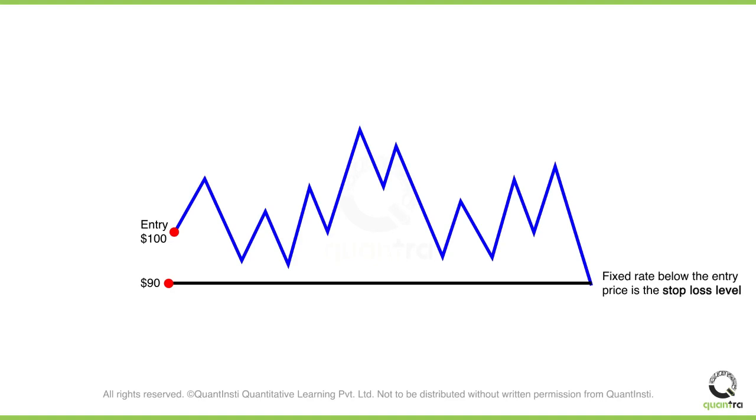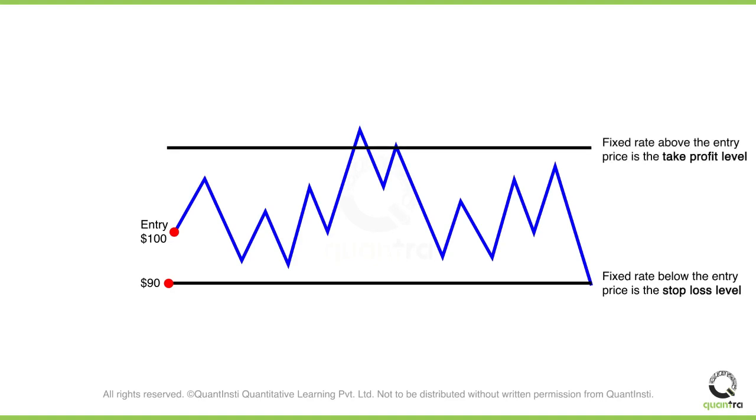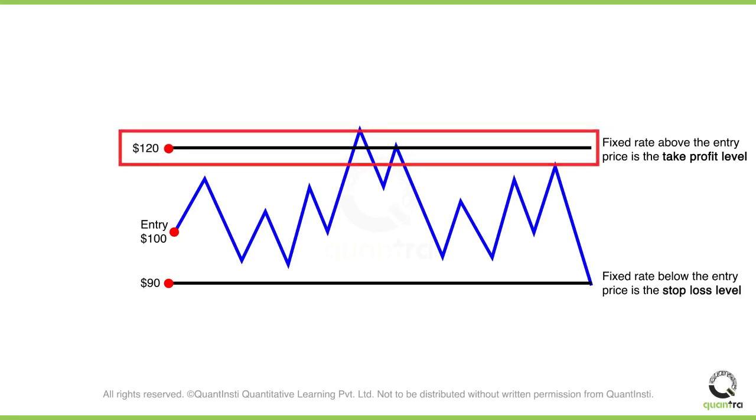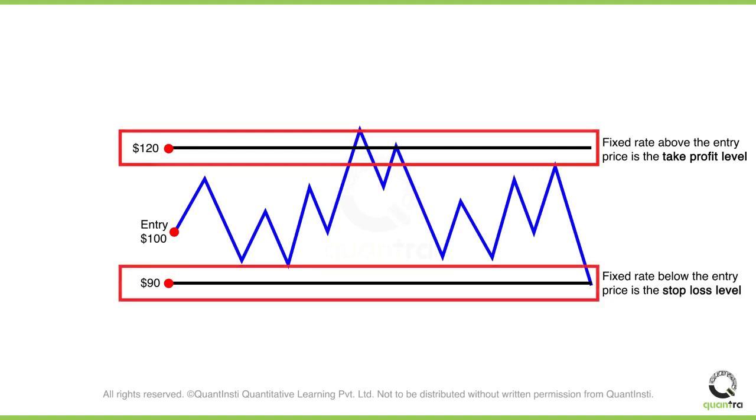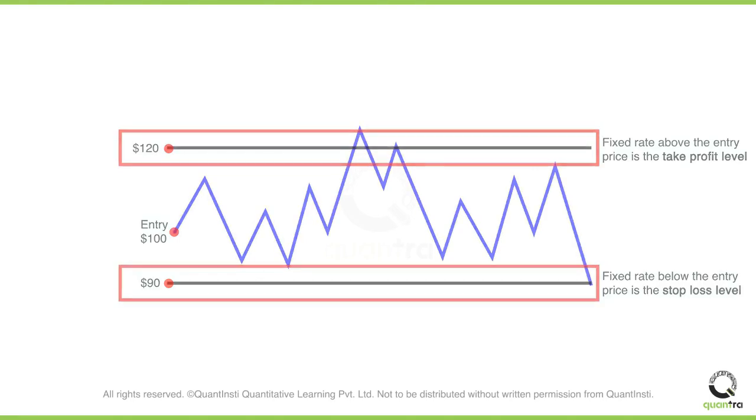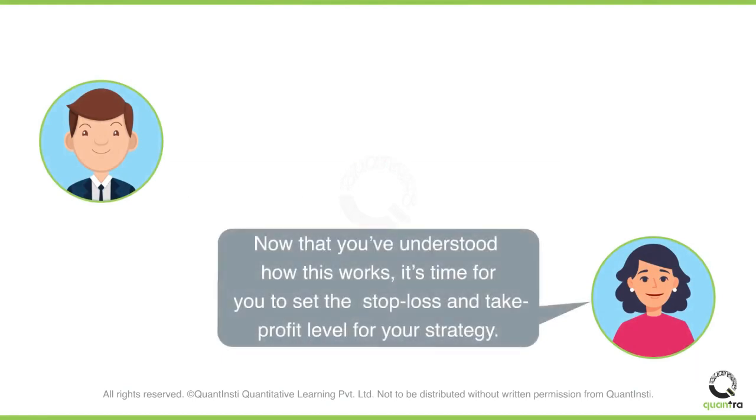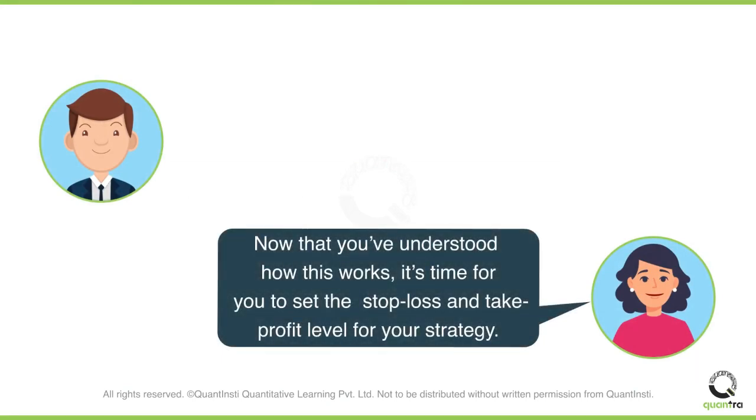On the other hand, to achieve maximum gains, he can set a target level of 20% above the entry point. So when the price reaches $120, he will book his profit and exit. The fixed level of exit above the entry price is the take-profit level, and the one below is the stop-loss level. Then she prompts John to set his own stop-loss and take-profit level.